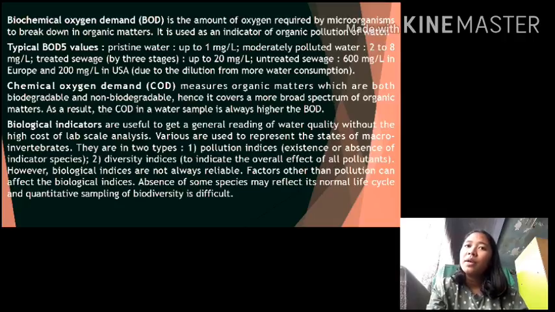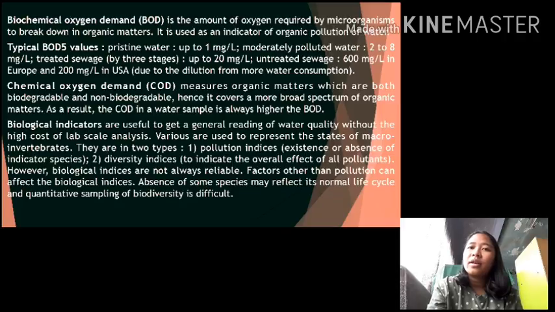Next, typical BOD5 values. Pristine water, up to 1 mg per liter. Moderately polluted water, 2 to 8 mg per liter. Treated sewage by 3 stages, up to 20 mg per liter. And untreated sewage up to 600 mg per liter in Europe and 200 mg per liter in USA due to dilution from more water consumption. Next, chemical oxygen demand (COD) measures organic matters which are both biodegradable and non-biodegradable. Hence, it covers a broader spectrum of organic matters. As a result, the COD in a water sample is always higher than the BOD.